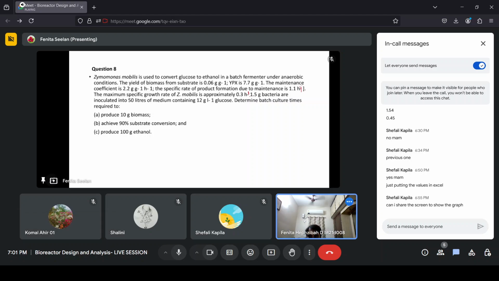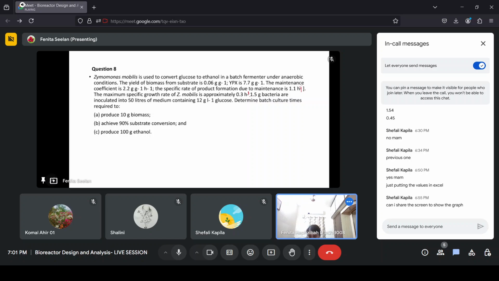You were asked: A, determine the batch culture time required to produce 10 gram of biomass. B, determine the batch culture time required to achieve 90% substrate conversion. And C, determine the batch culture time required to produce 100 gram of ethanol. So let's start how to solve this problem.